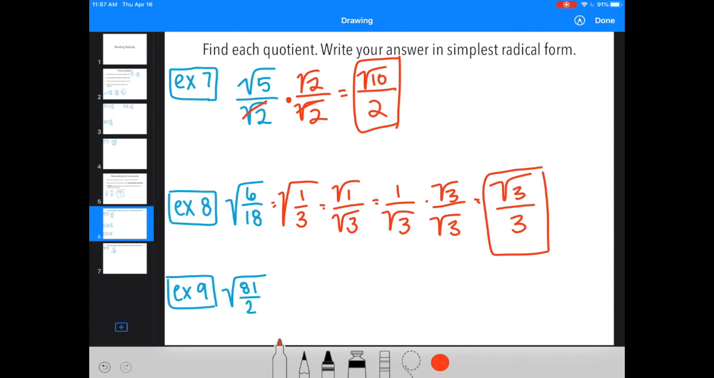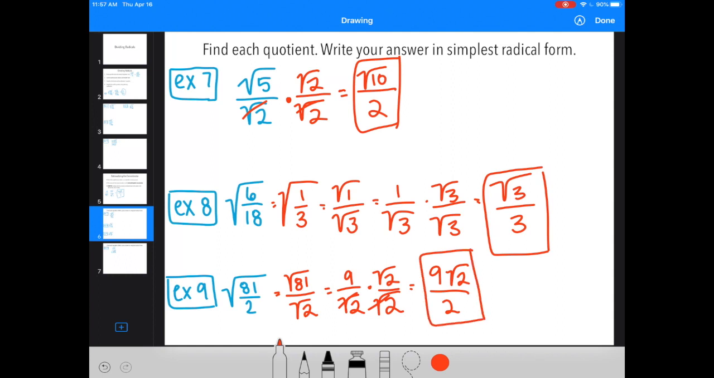Example number 9. I have the square root of 81 over 2. Can that fraction be simplified? No, it cannot. So I'm just going to break it up. That breaks up into square root of 81 over square root of 2. Square root of 81 simplifies down to 9. So I have 9 over square root 2. I cannot leave it like that. I have to rationalize it. So I'm going to multiply by square root 2 over square root 2. That gets rid of my root, leaving me with 9 square root 2 over 2 as my final answer.